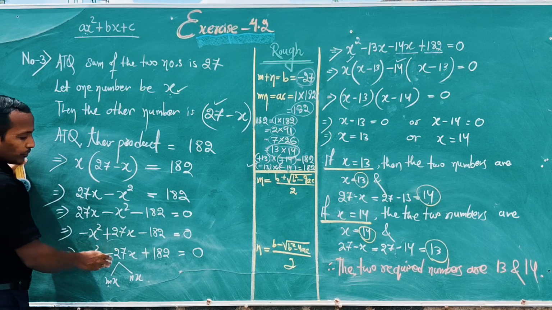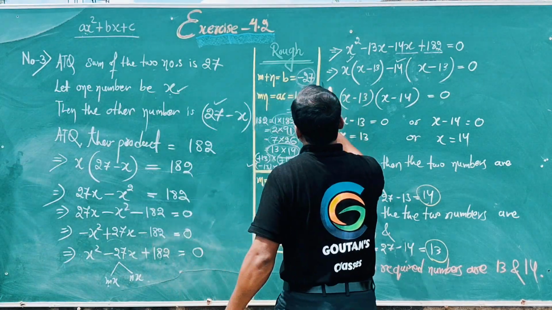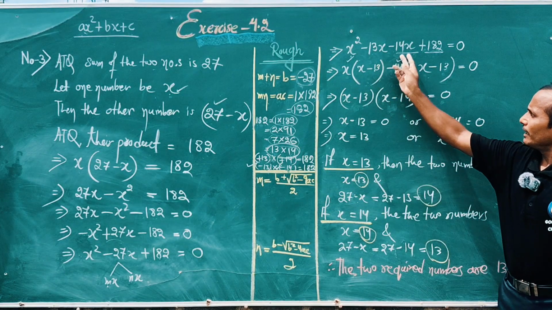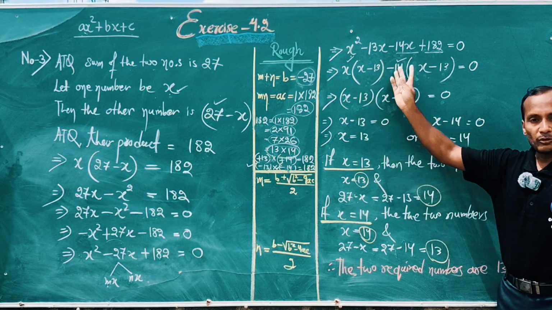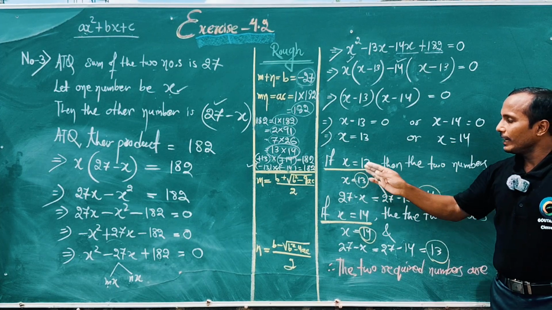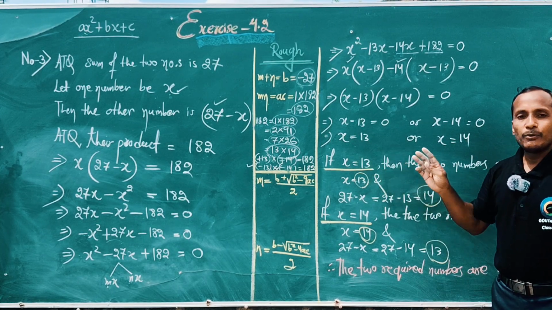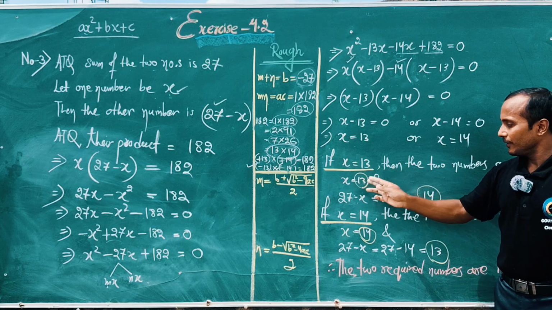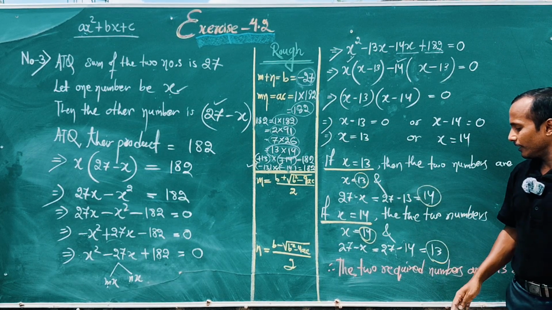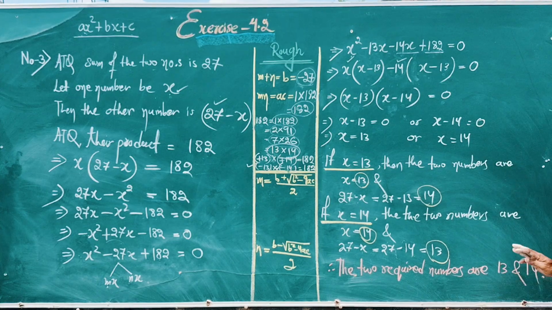After forming the quadratic equation, you apply the factorization method. You find m and n and write them in place of the middle term. After writing that, you solve it. As you solve the equation, you get two values of x. You have to examine which values give which kind of answer. The first value gave us 13 and 14. The second value of x, which was 14, also gave us 14 and 13. So our required answer was fixed: 13 and 14.